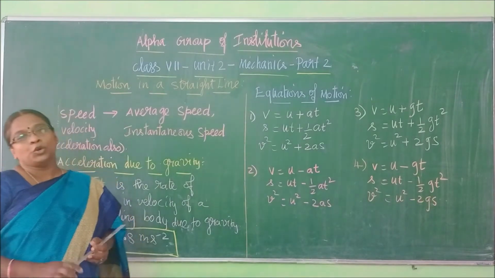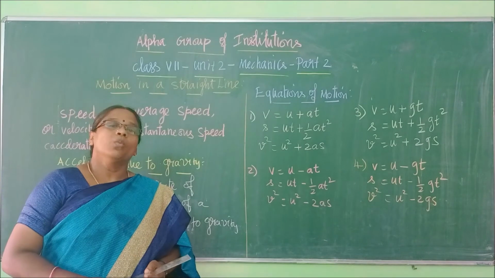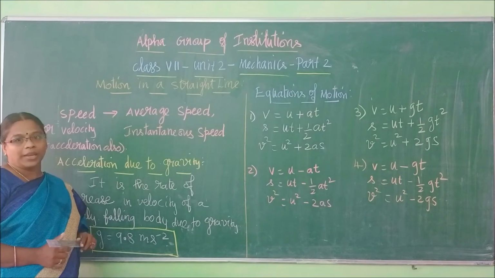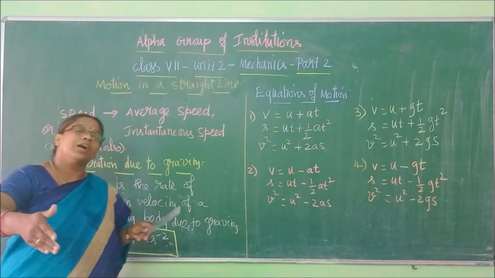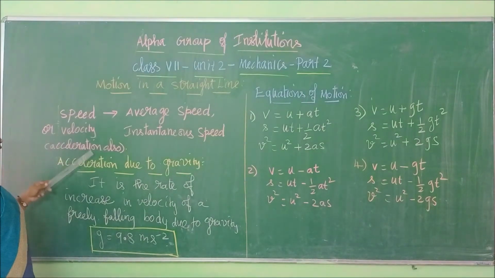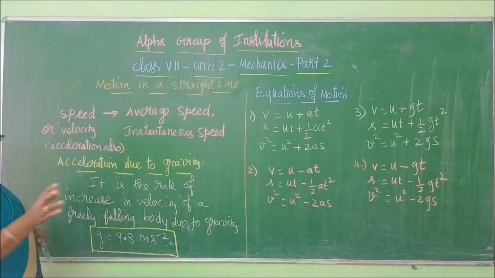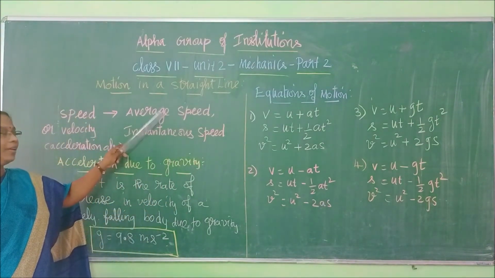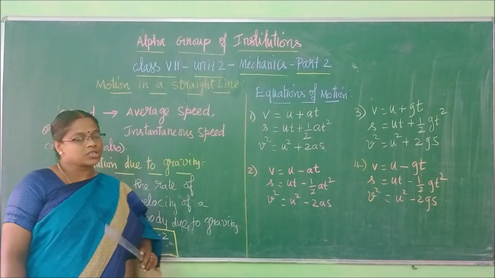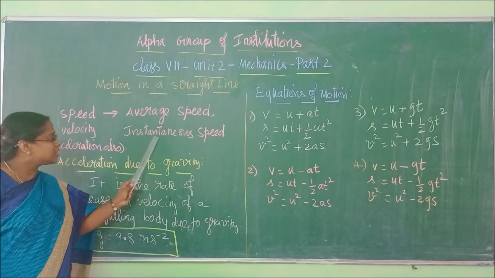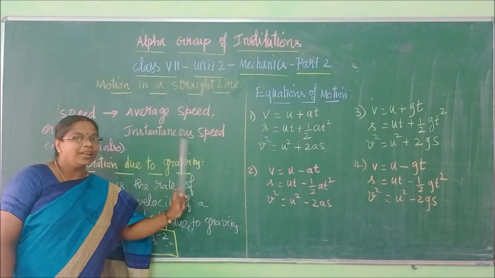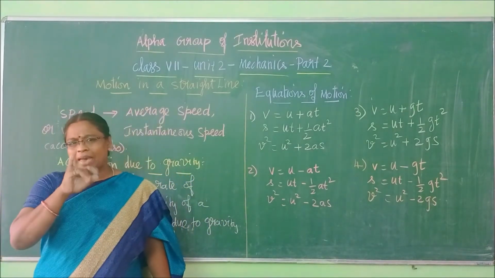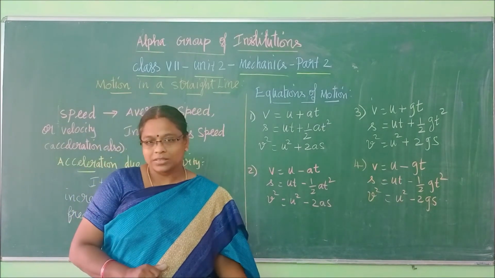Children, when I was explaining speed and velocity, one concept needs to be told, that is average speed and instantaneous speed. And this can be applied to the other terms also, velocity and acceleration. That is, whether it is speed, velocity or acceleration, you call it with two words: average speed, average velocity, average acceleration, instantaneous speed, instantaneous velocity or instantaneous acceleration. Right. There are two words, average and instantaneous. I will tell you one example, right?